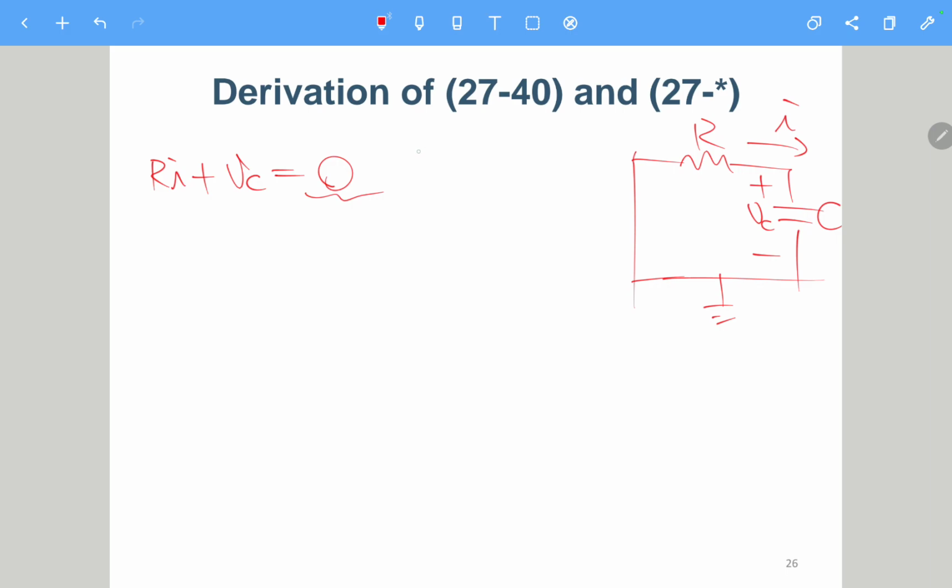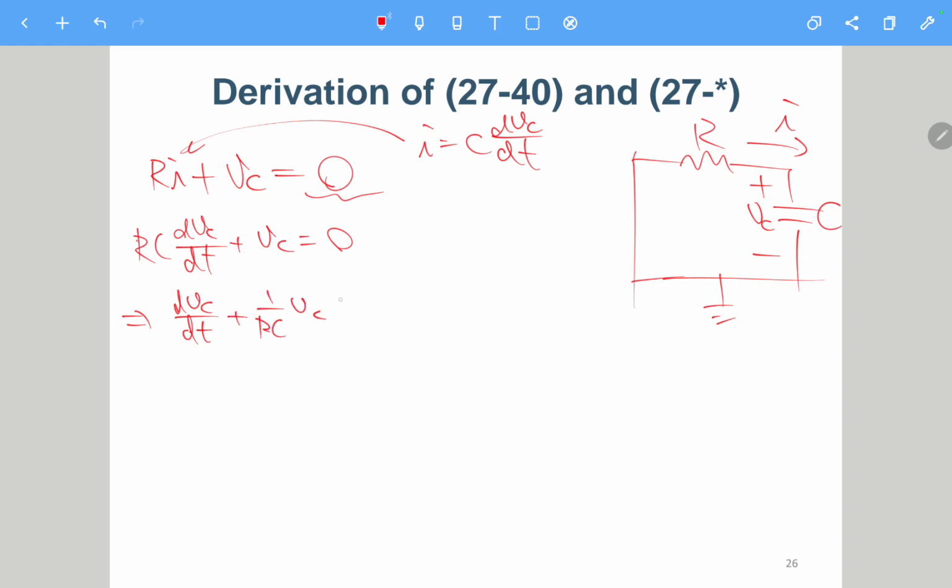Okay, so in that case also we have I equals C dVC dt, and then we can just plug it here. So we have RC dVC dt plus VC equals 0. And then we will have dVC dt plus 1 over RC VC equals 0. So we have 0 on the right side, so we don't have a particular solution, which means that VC is the same as before, which is A times exponential to negative t over RC. Okay, we don't need to add B because we don't have the function on the right side.